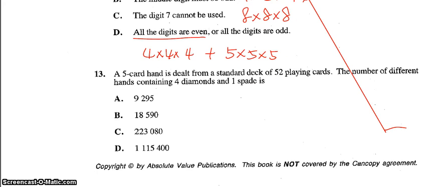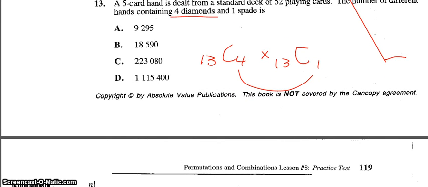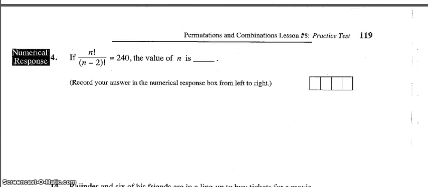Okay. 5 card hand. Okay, standard card question will be a combination question. 4 diamonds, 13 diamonds, you choose 4. And 14 spades, you choose 4. Spade, you choose 1, sorry. So total 5 cards in the hand. You can only choose from diamonds or spades.